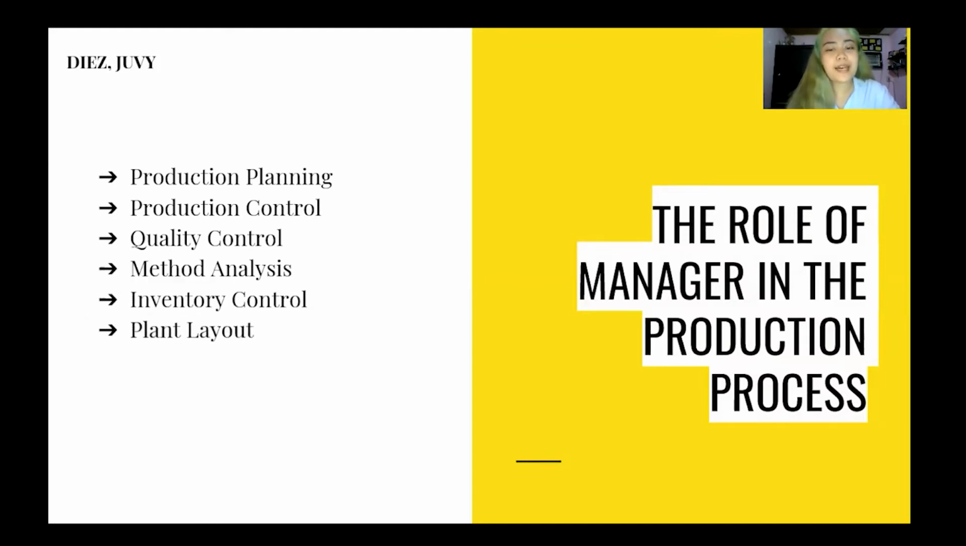Next is plant layout. Managers should be familiar with the internal setup of an enterprise and ensure that the enterprise has a proper arrangement of materials and proper use of their available resources. The manager should see to it that there is a maximum and effective utilization of resources available at the minimum operating cost. Lastly is the work measurement.